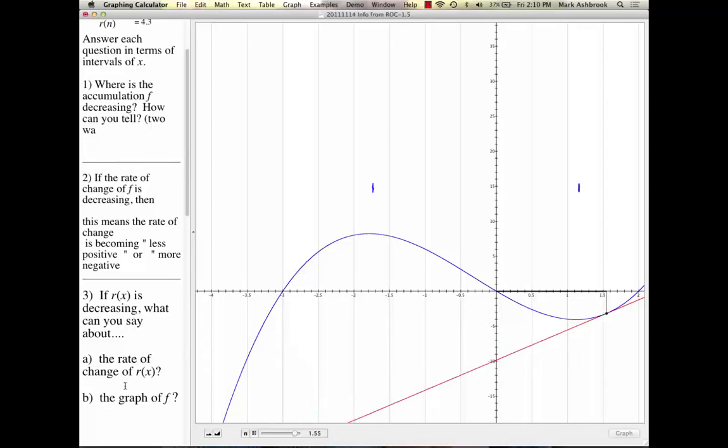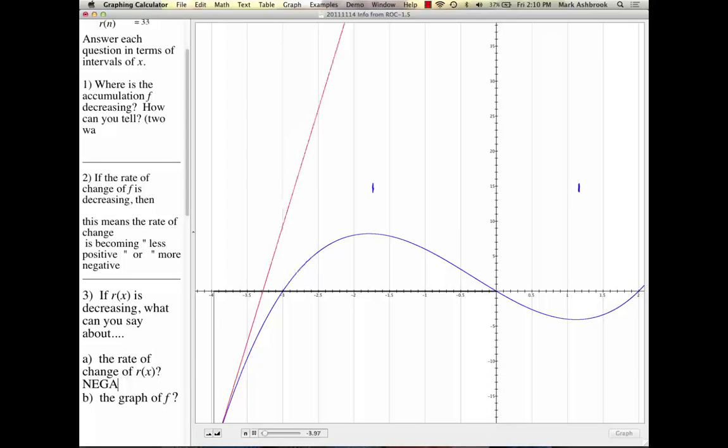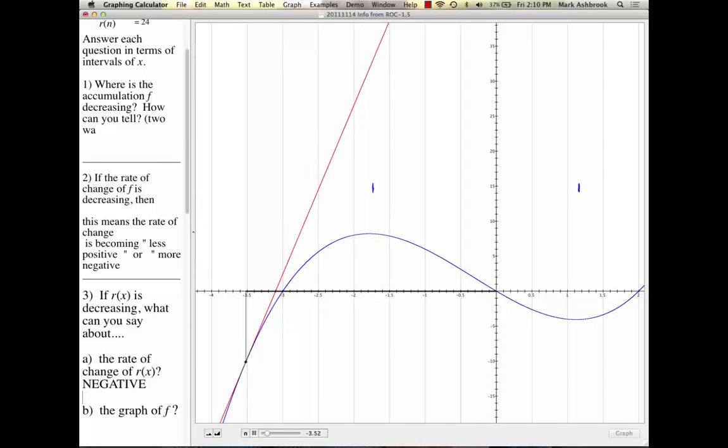I'm not hearing enough people say it. Negative. So you all, having your little conversations about things other than math and thinking it's so easy. Right. So if a function is decreasing, then the rate is negative. And that's true about a rate of change function too. If Rx is decreasing, then its rate of change is negative.